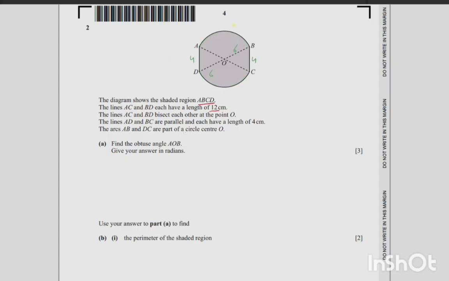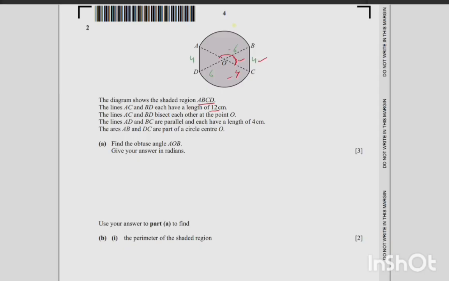Find the obtuse angle AOB. We have to make angle AOB. First of all, how do we find this angle? It's very simple. First of all, we have to make angle AOB. Now by using the cosine law, because all three sides are given, this side given, this side given, we find it by the cosine law. And the whole angle, how we find it, will be pi minus BOC.